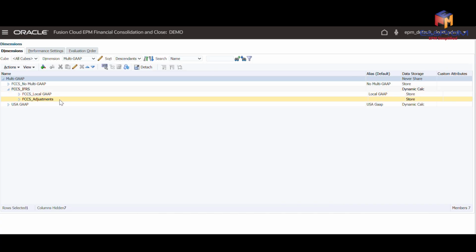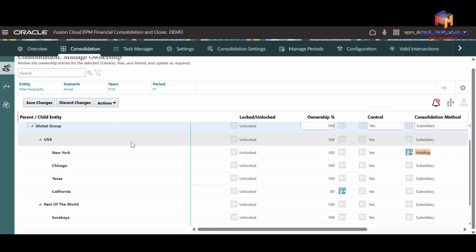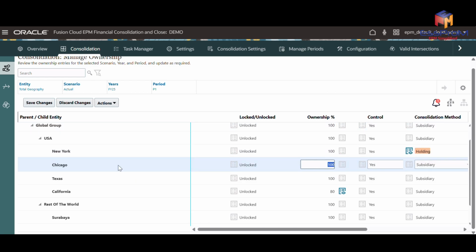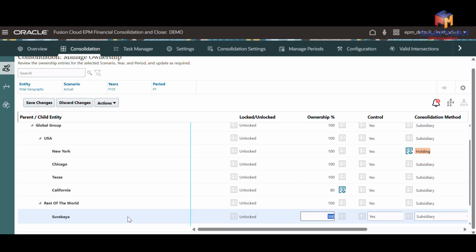FCCS_adjustments, where you will load your trial balance for the particular entity in local GAAP, and pass the additional adjustments to convert into another GAAP, by default IFRS GAAP. Now let's see this clearly with an example, the entity ownership structure. For this example, we are using New York, 100% holding entity, Chicago 100% subsidiary, and Surabaya 100% subsidiary.